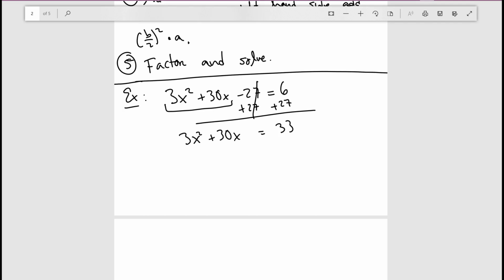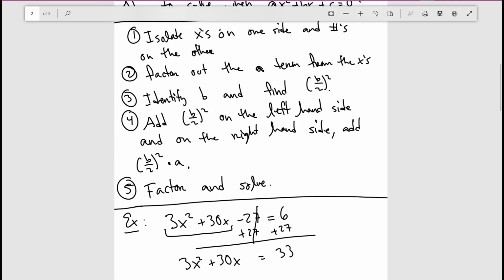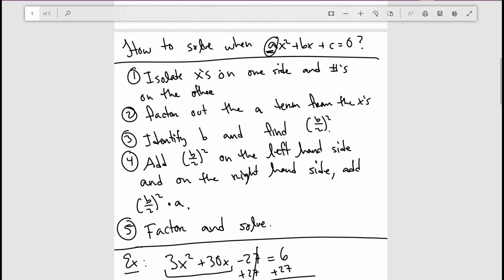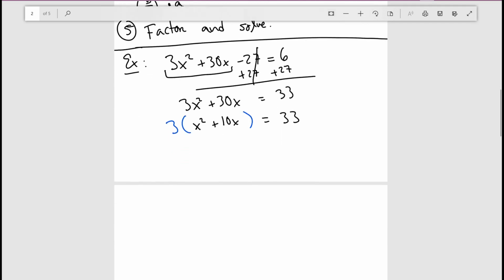Now this is not going to be my b because I still have this 3 in front of it. So what the directions say is that now I'm going to factor out the a term. In this case the a term is the number in front of the x squared, which is this 3. So I'm going to factor out this 3. So what am I going to get? I'm going to take out this 3. I'm going to have x squared plus 10x, and over here it's just going to be still the 33. Nothing really happened to it.